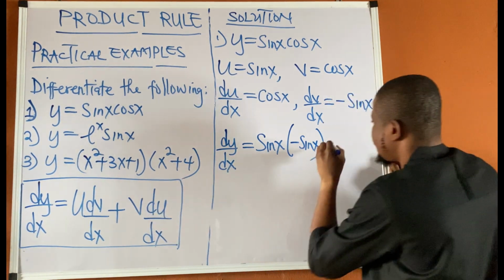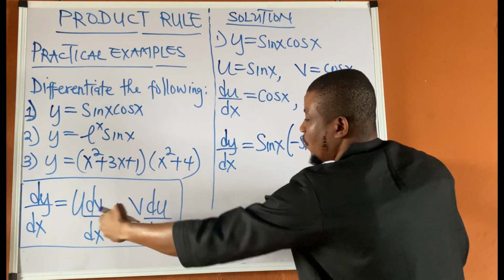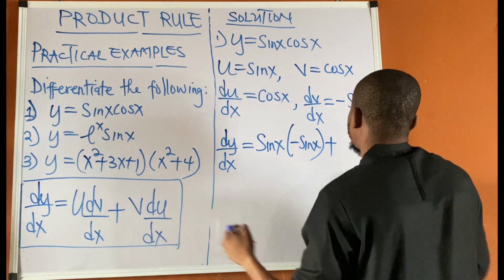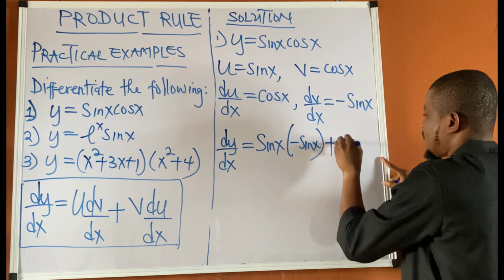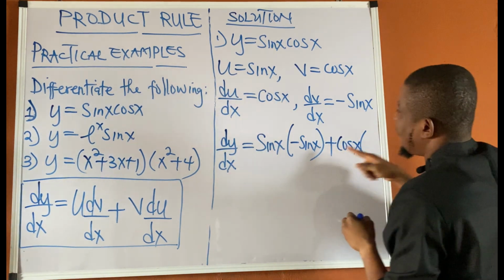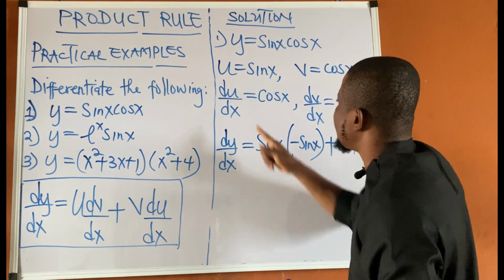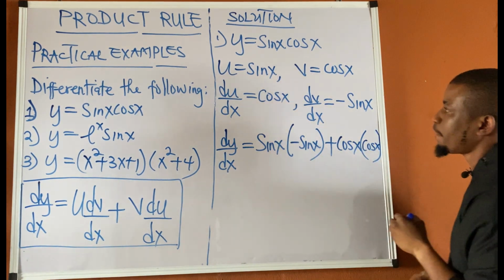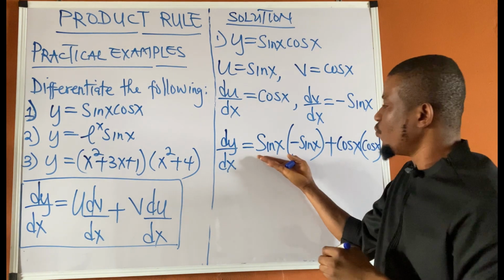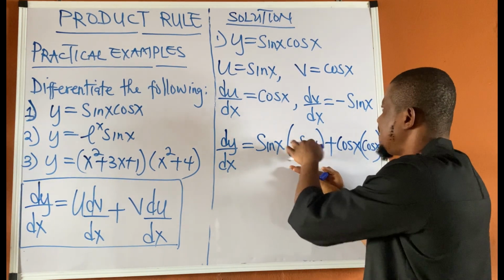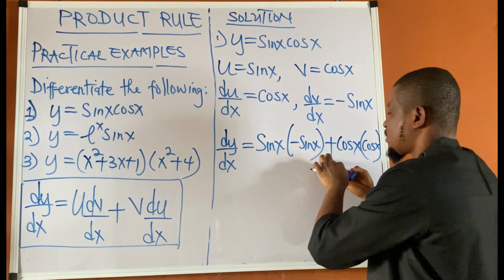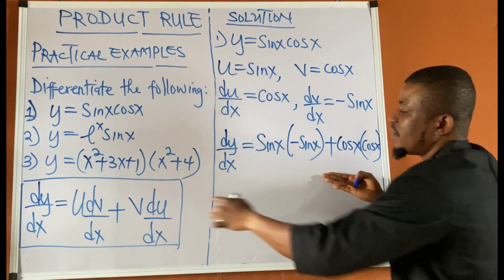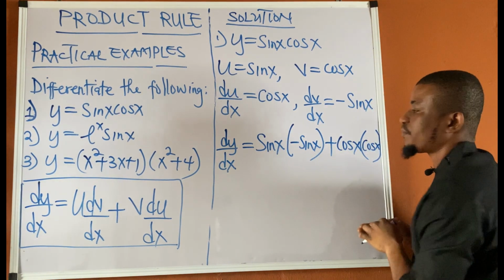And then there is a plus. I'm following this rule accordingly. There is a plus. I'll write a plus. And then the next part is your v. For my v, I have cos x. And then du dx. du dx is also cos x. Okay, so I have u dv dx plus v, look at my v, then du dx, cos x.